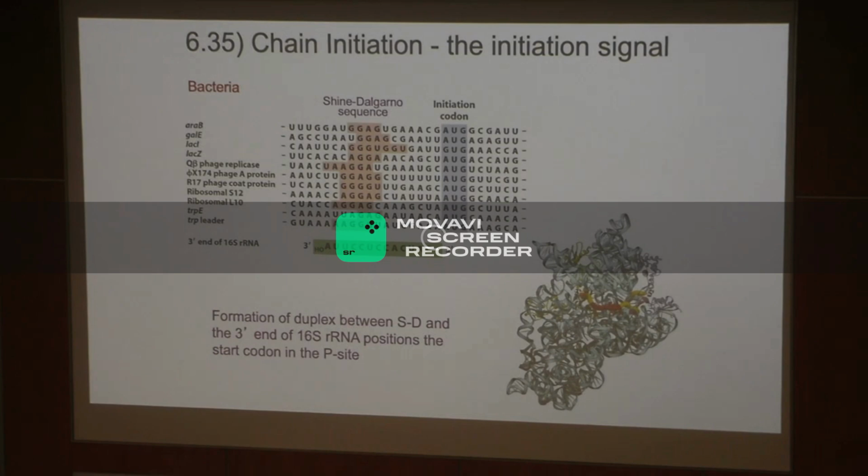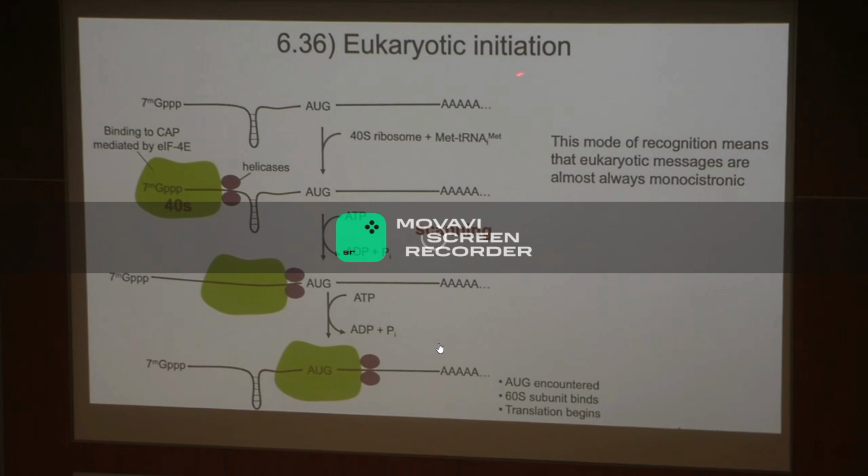Actually, in eukaryotic cells, there's a completely different way of recognizing the start codon, and that's shown in this slide. So here is a eukaryotic messenger RNA. And remember, eukaryotic messenger RNAs all contain this 7-methyl-G PPP cap at the 5' end. And so what happens is that a eukaryotic initiation factor called eIF4E binds to this 7-methyl-G PPP cap, and then that recruits this 40S subunit, the small subunit of the eukaryotic ribosome, to the 5' end of the messenger RNA.